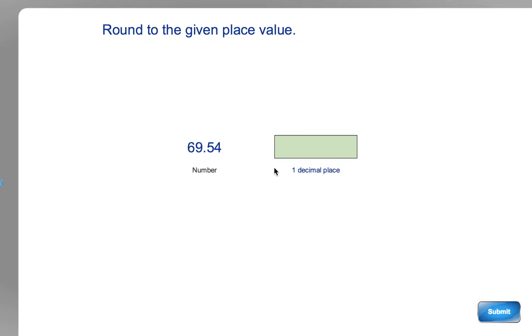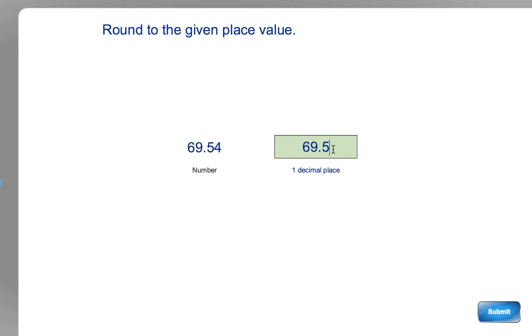To round decimals, it's exactly the same process as rounding whole numbers. First of all, you need to see the place value you've been asked to round to, in this case to 1 decimal place. So then you look at the number up to that decimal place. In this case, we've got the number 69.5 is up to 1 decimal place.